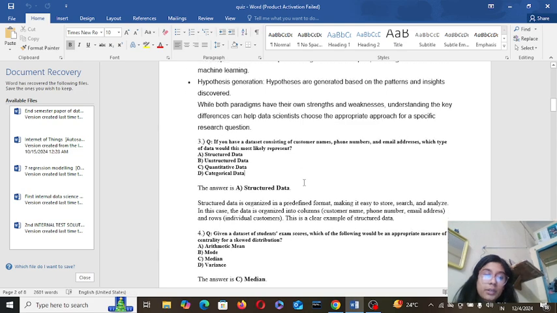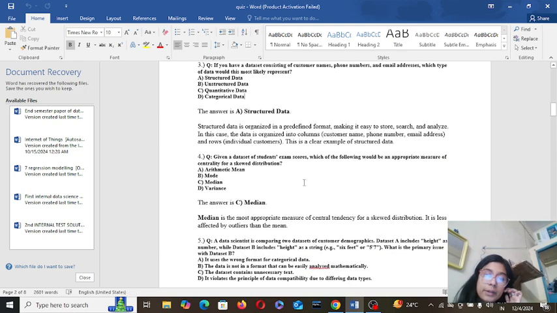Then our fourth question is, given a data set of students' exam scores, which of the following would be an appropriate measure of centrality for a skewed distribution? So our answer is C, median, because median is the most appropriate measure of central tendency for skewed distribution. It is less affected by outliers than the mean.